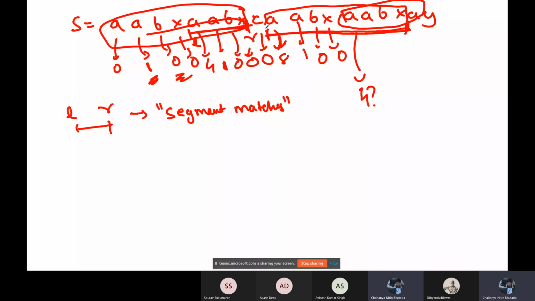Now we can't put 4 because it goes outside the block. From A, we can't put 4 because A plus 4 exceeds the block. Is that the case? Yes, that is the case. So we directly can't put 4.